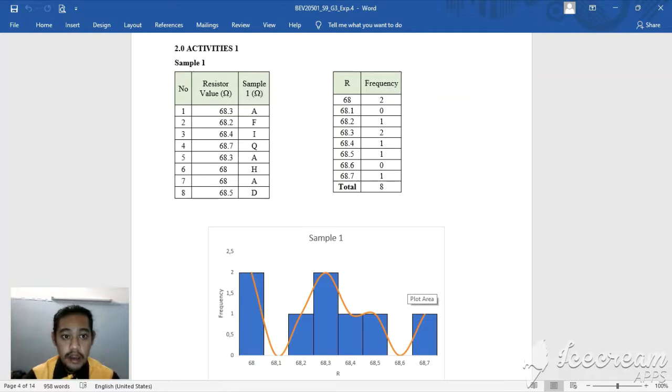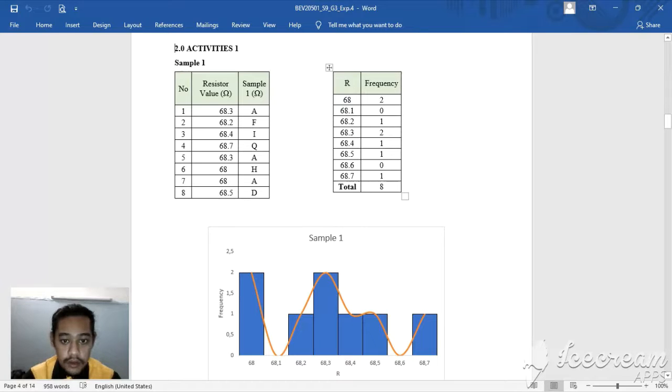AE190052, and I will explain about activity 1, sample 1. So here we have the table of resistor value and the sample. For each alphabet there is different resistor values. As we can see, A is 68.3, F 68.2, I 68.4, Q 68.7, and A is the same, so it is 68.3, H 68, A 68.3, and D 68.5.